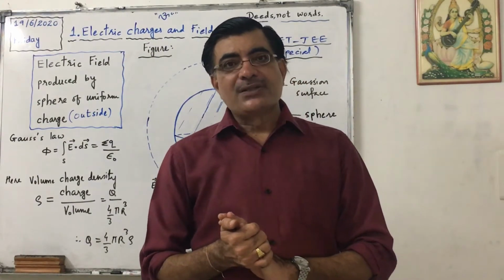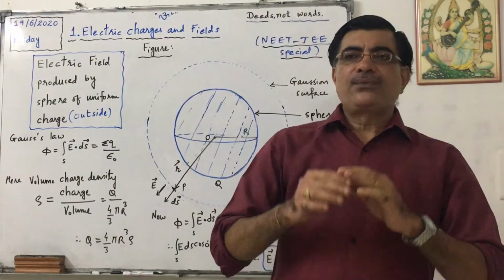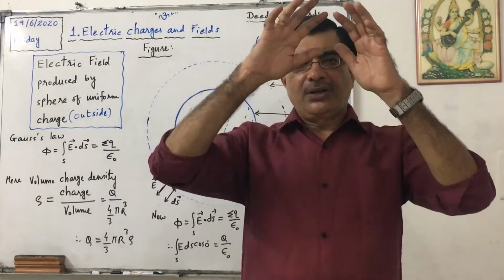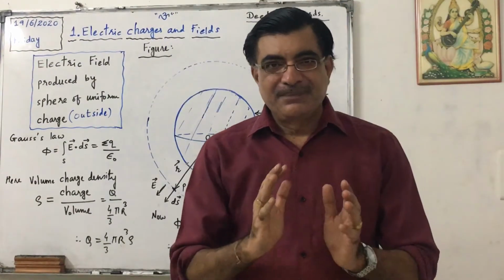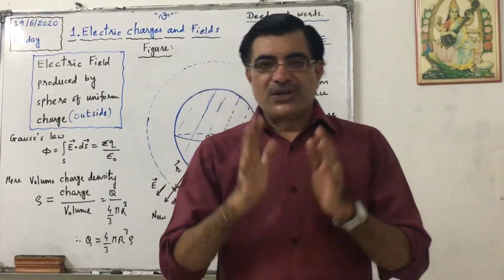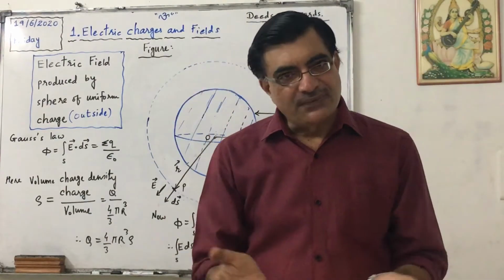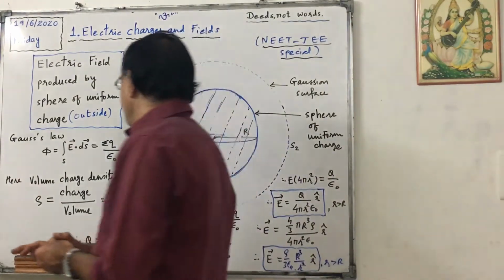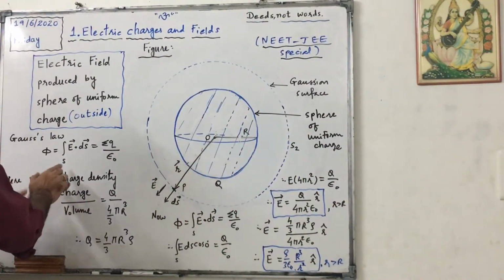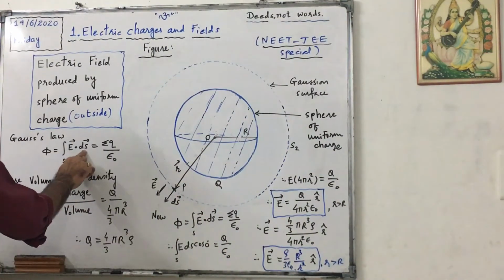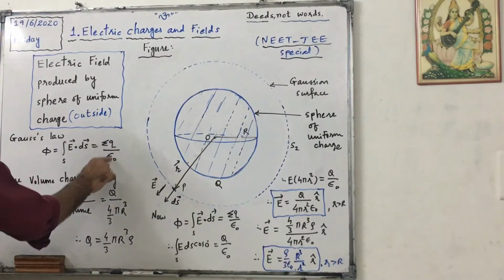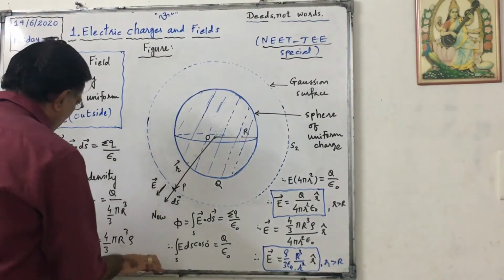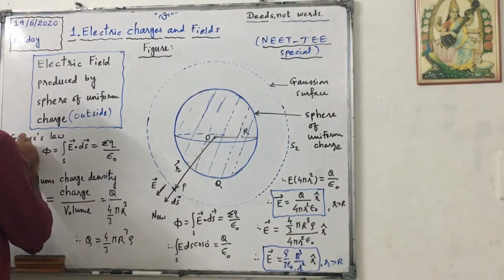What is Gauss's law? It is about flux linked with a closed surface. The mathematical expression is phi equals surface integration of electric field, that is vector E dot vector ds, equals sigma q upon epsilon naught. Okay, Gauss's law.